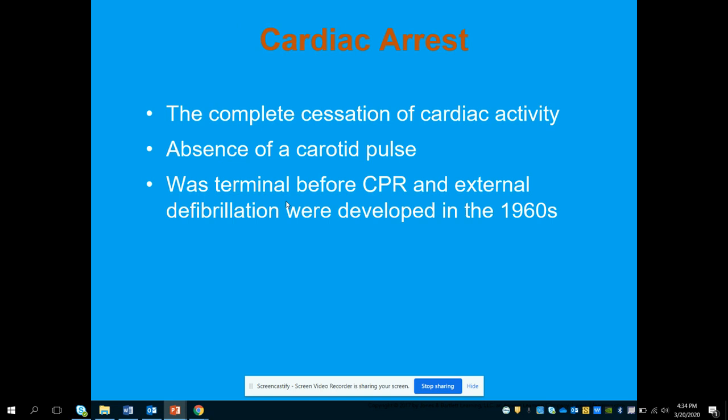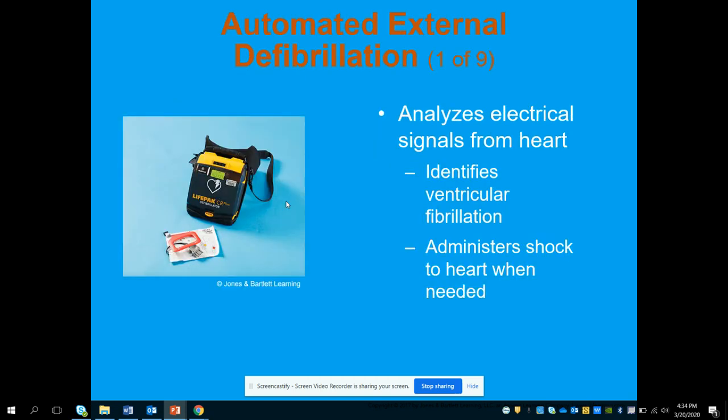Now, cardiac arrest, I'm not going to spend a whole lot of time talking about this slide and the following slides related to cardiac arrest because I did a whole other PowerPoint presentation on that, but certainly we want to know that cardiac arrest is, of course, the absence of the carotid pulse and cessation of cardiac activity. And so we want to start CPR here, and we're going to utilize an AED.